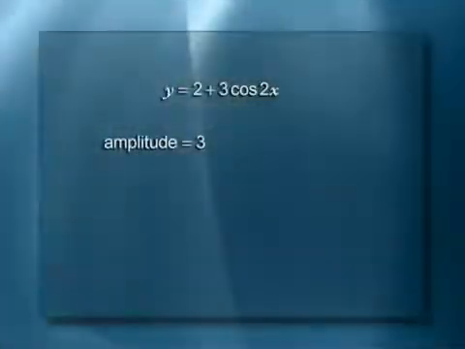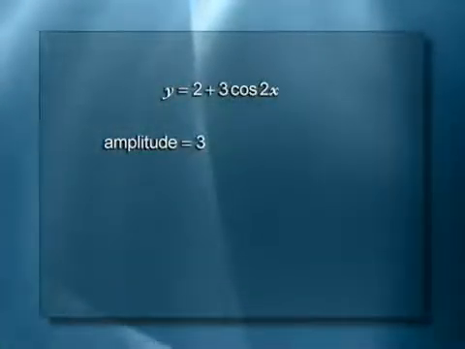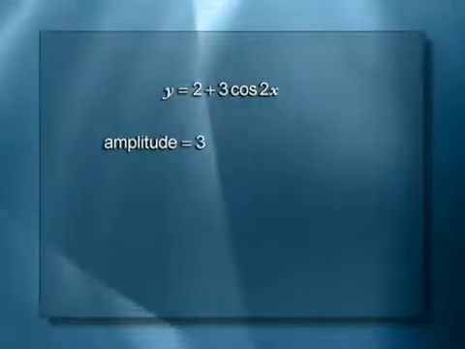Okay, let's do an example, as we always do. What does 2 plus 3 cosine 2x look like? Let's graph 2 plus 3 cosine 2x. What can we say about it? Let's think about it. What are some of the easy things to say? For instance, what's the amplitude? Oh yeah, there's a 3 in front of the cosine, so the amplitude's 3. Okay, I'm okay with that.